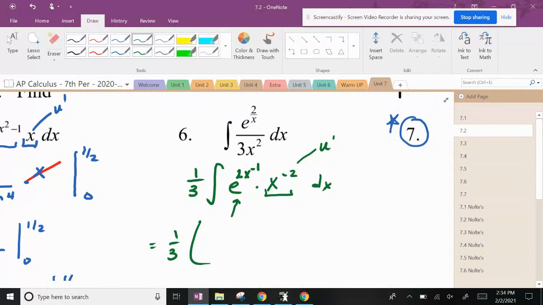So ready for it? Okay, so I rewrite it. E to the 2x to the negative first. What do I have to divide by? The derivative of the e's exponent. So what is the derivative of 2x to the negative first? Negative 2x to the negative second. Thank you. Yeah. Okay, what else do I have to divide by?